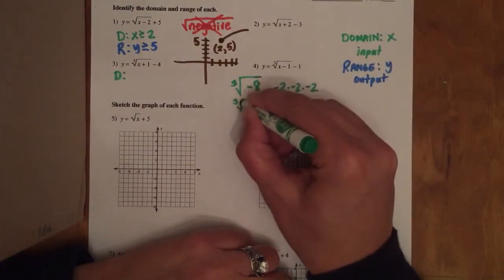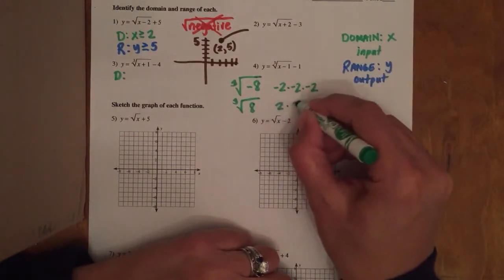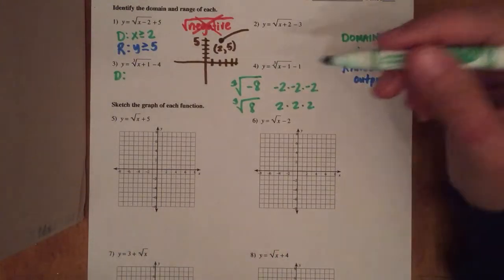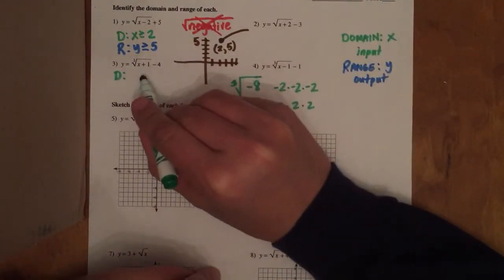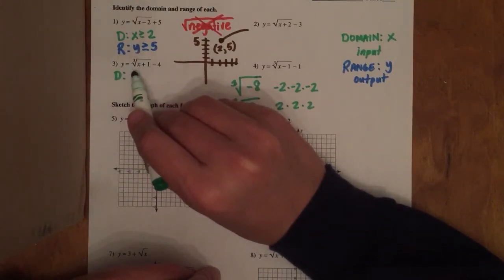Now the positive case. Let's say I find the cube root of 8. It's 2 times 2 times 2. So these are both possible. So I can actually have any real number I want under this radical sign when my index is 3, when it's a cube root.